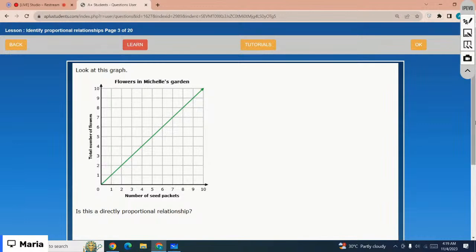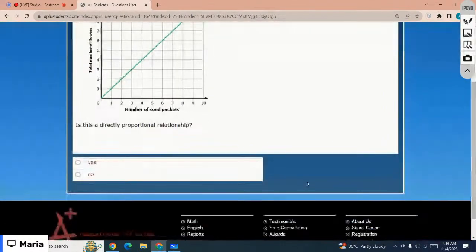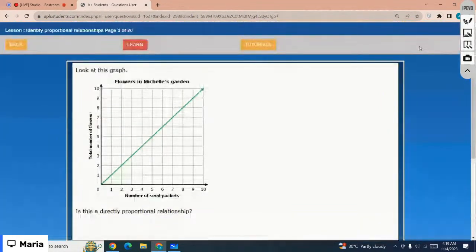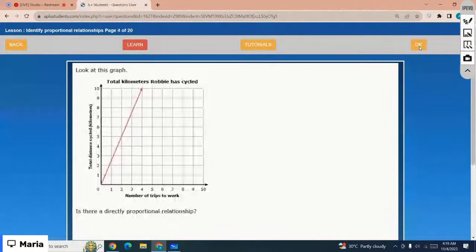Yes, it is directly proportional, right? The graph is passing through the origin. Okay, the next one is this graph, look at this graph. Is there a directly proportional relationship? Which is the correct option? Yes or no?